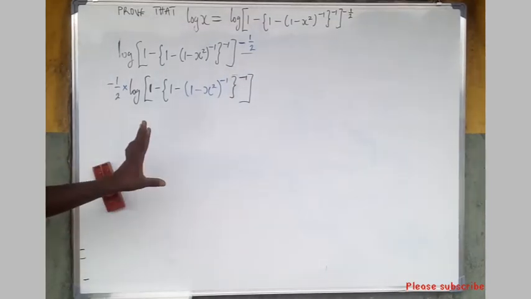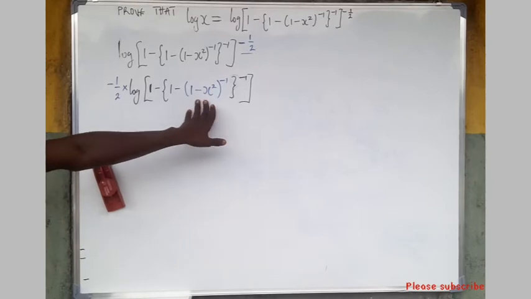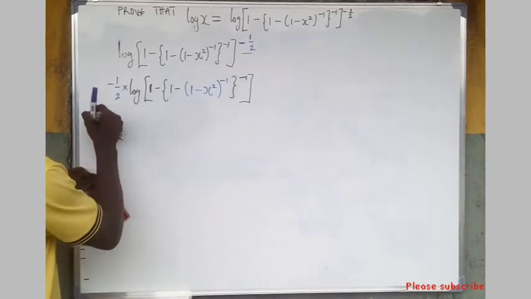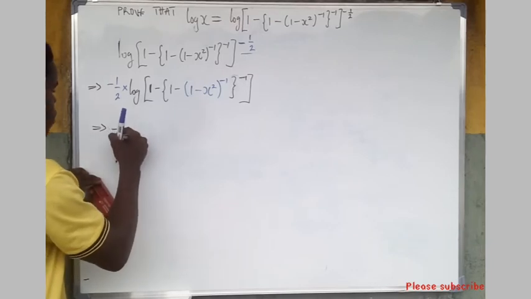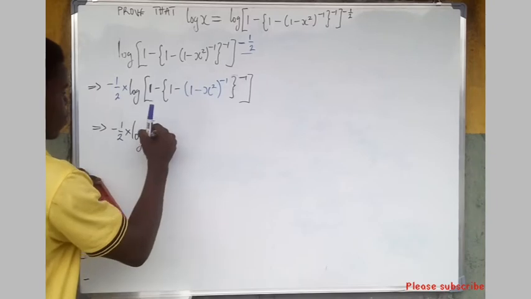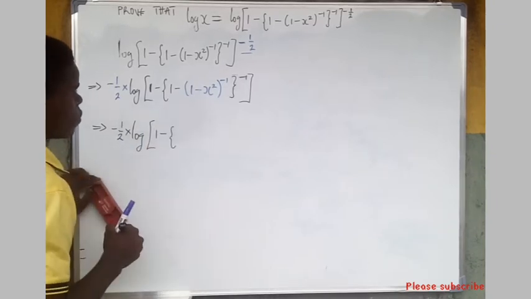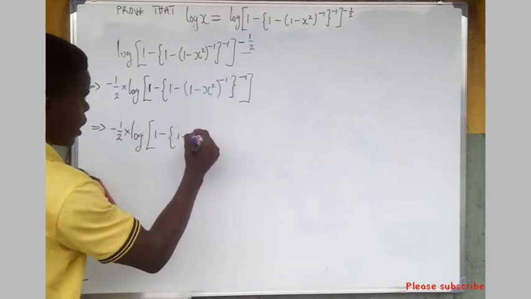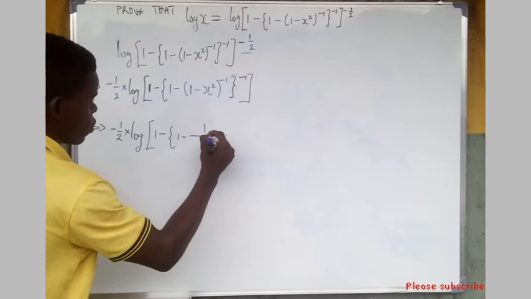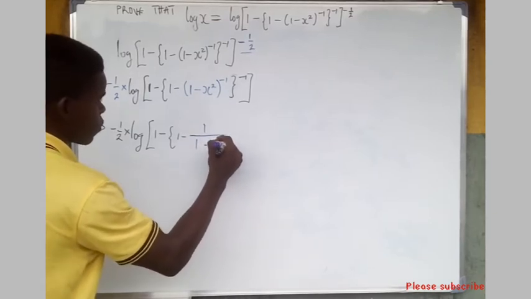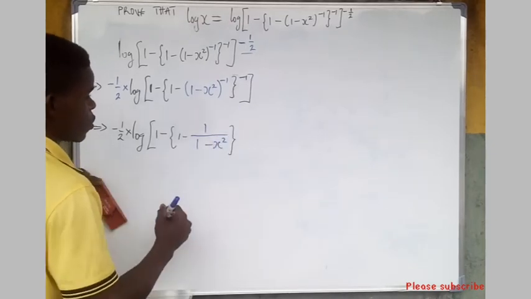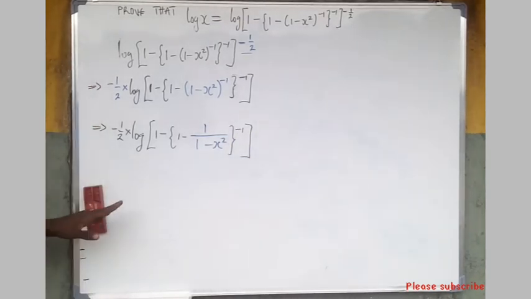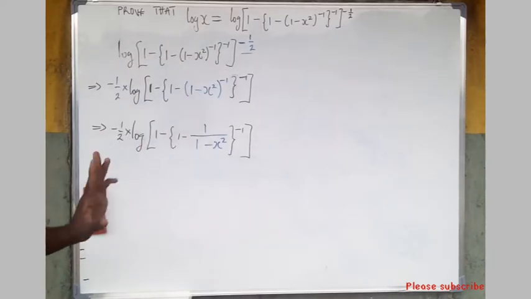Okay, here we would now evaluate this one in blue. So evaluating that, we would have negative 1 over 2 times the logarithm of 1 minus (1 minus 1 over 1 minus x squared) to the power negative 1. We close it. Since this is raised to a negative power, we evaluate that.